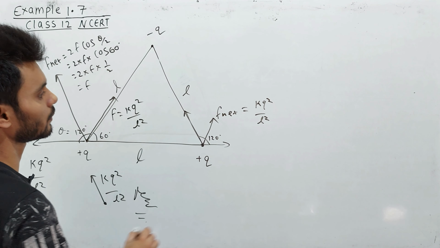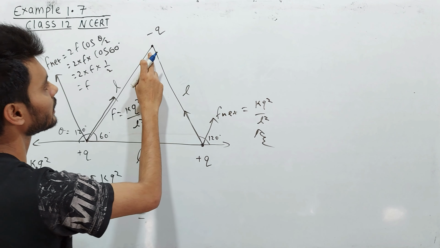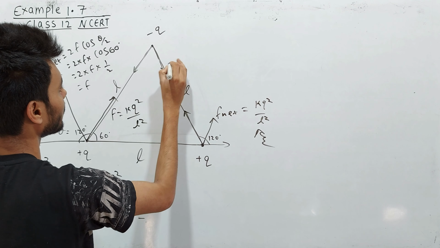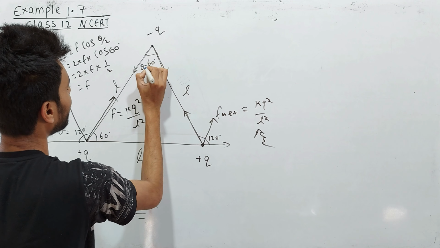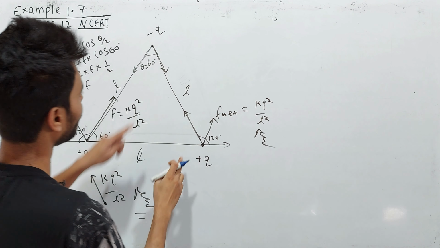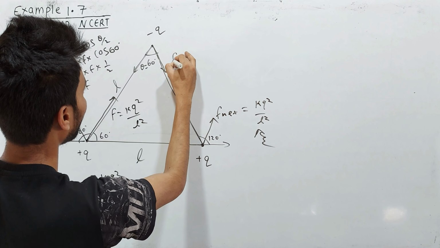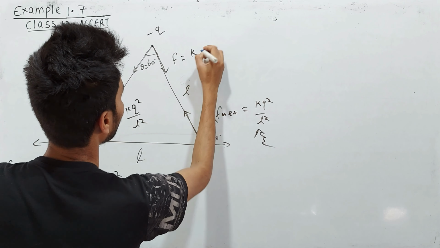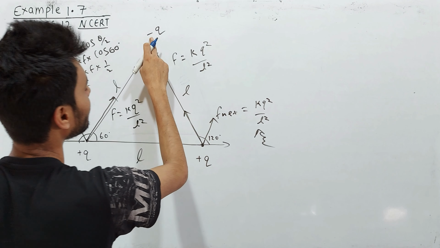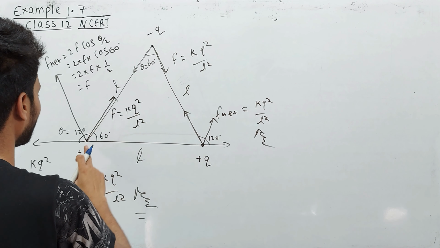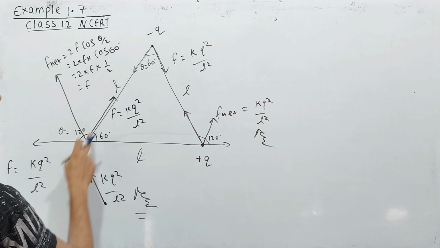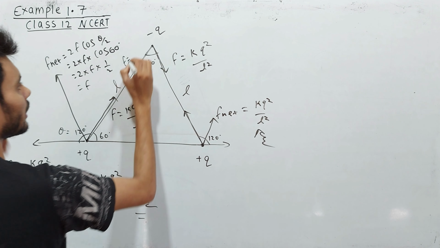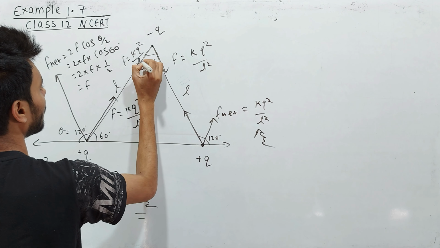And now we will calculate the force on this charge. This positive will attract this charge, and this positive will also attract this charge. The angle is 60 degrees, theta is equal to 60 degrees. The force on this charge due to this will be F = K Q1 Q2 by L squared. Q and Q are the same, therefore KQ squared by L squared. The sign will not be taken, and similarly this charge will attract this charge towards this direction, and it will also be KQ squared by L squared.